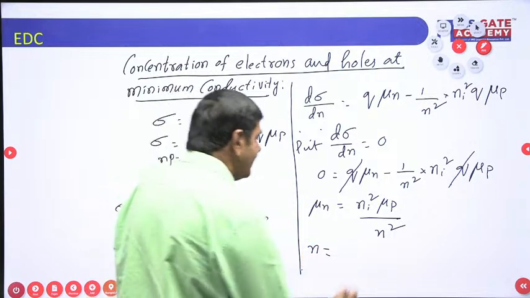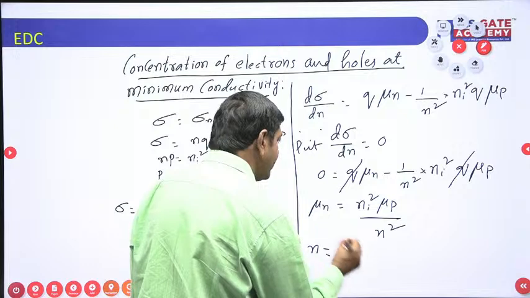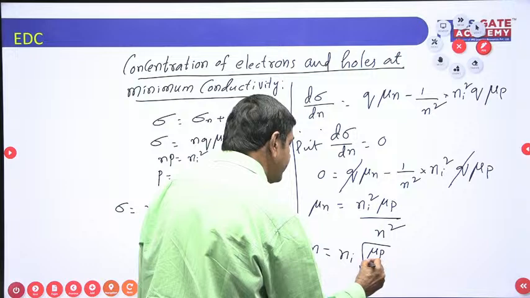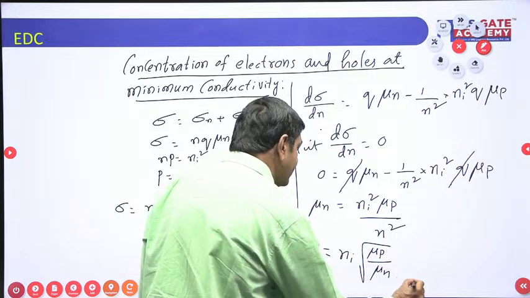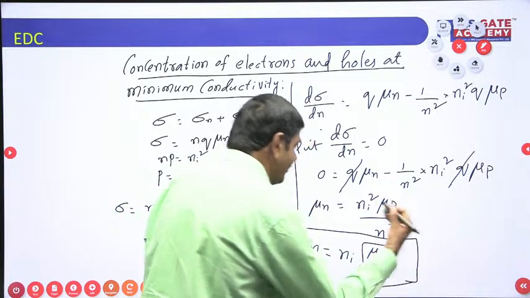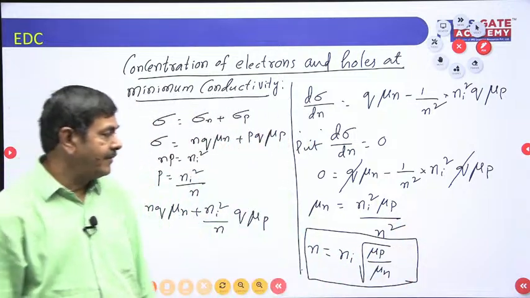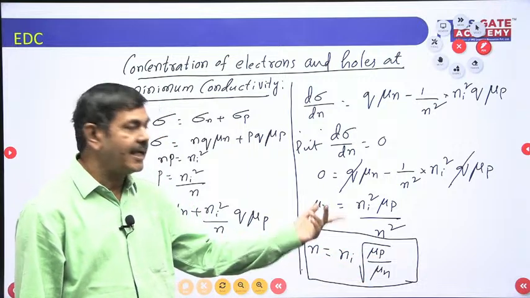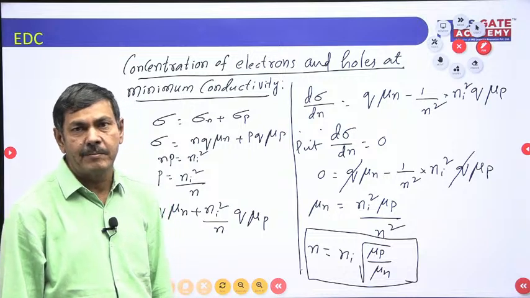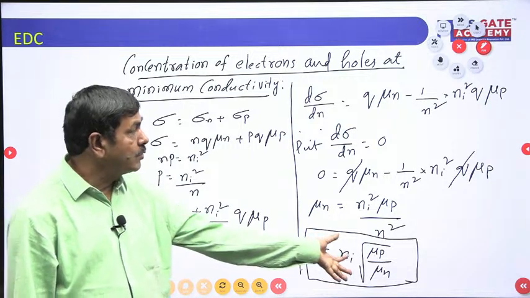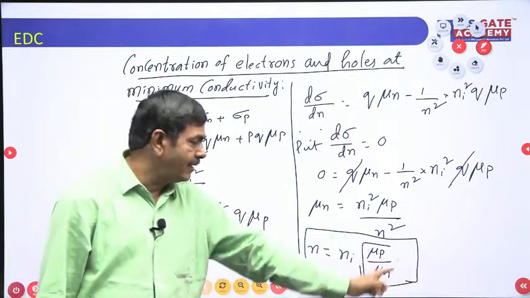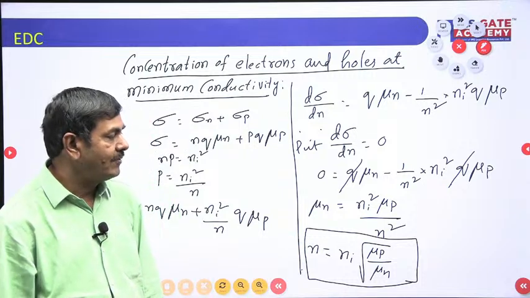n is nothing but Ni into under root of mu P by mu n. Yes, this formula you must mug up. Whenever in the problem you are given the mu P value, mu n value and Ni value, and you are asked to find the concentration of electrons at minimum conductivity, directly you can use this formula. This was just for understanding; finally you need to mug up this formula: n equal to Ni into root of mu P by mu n.